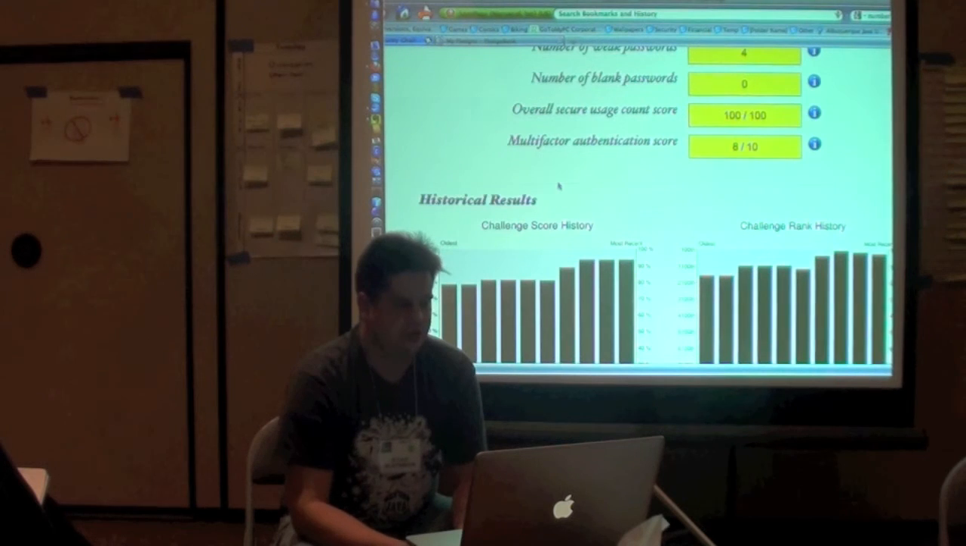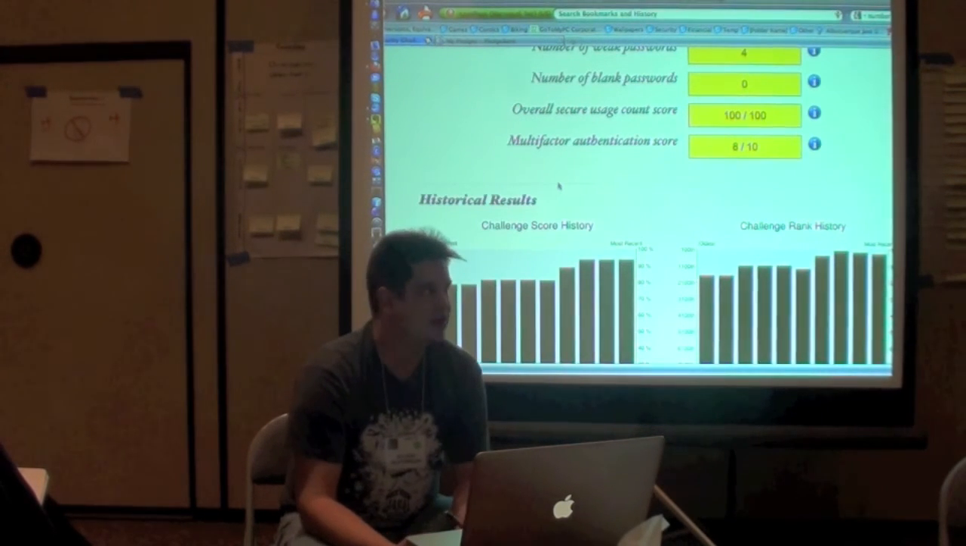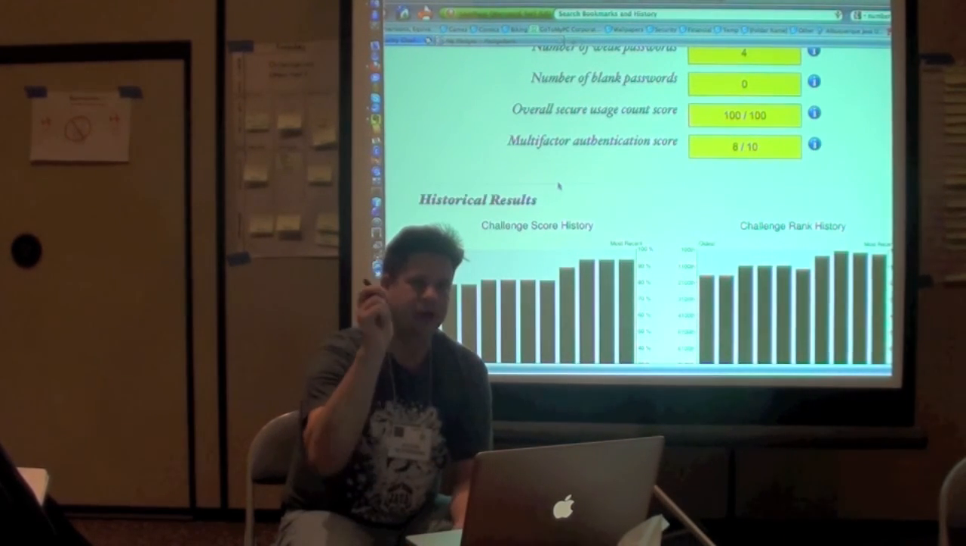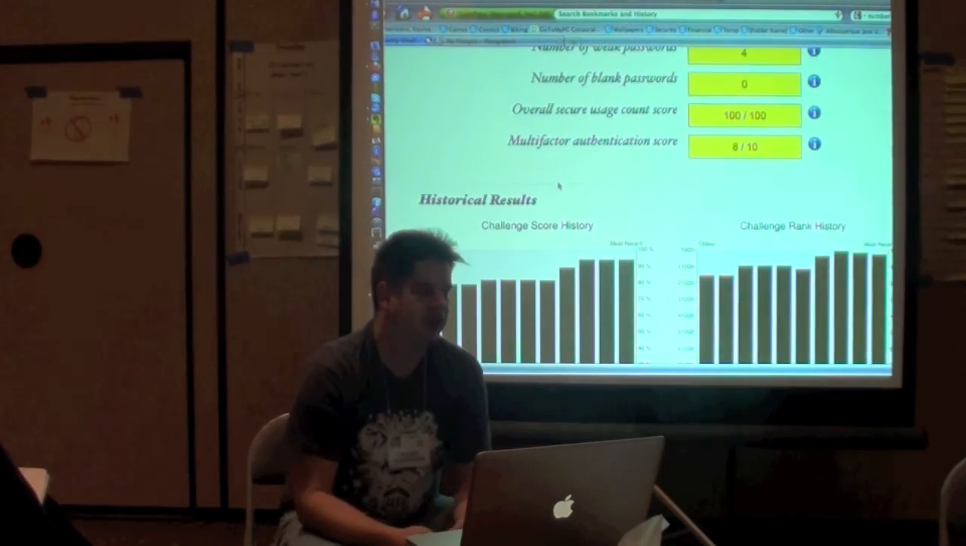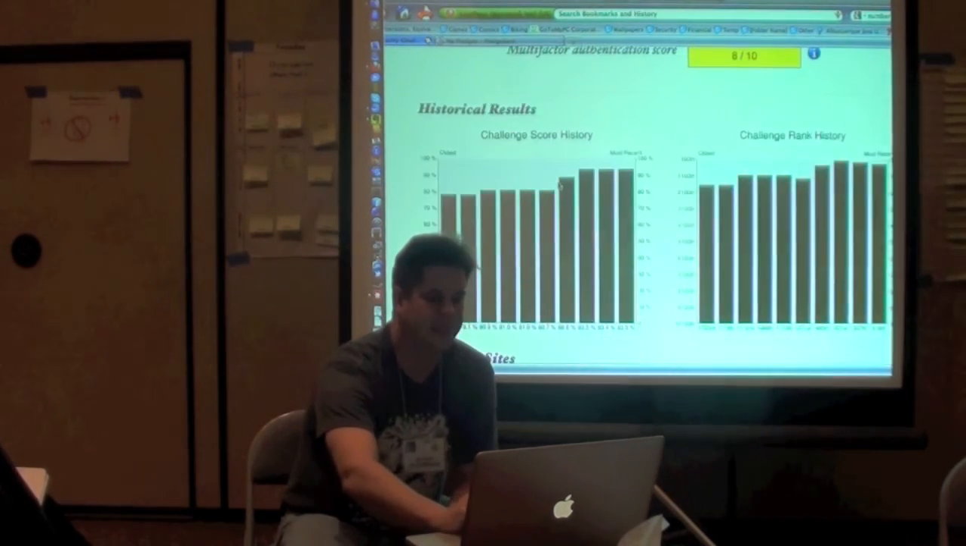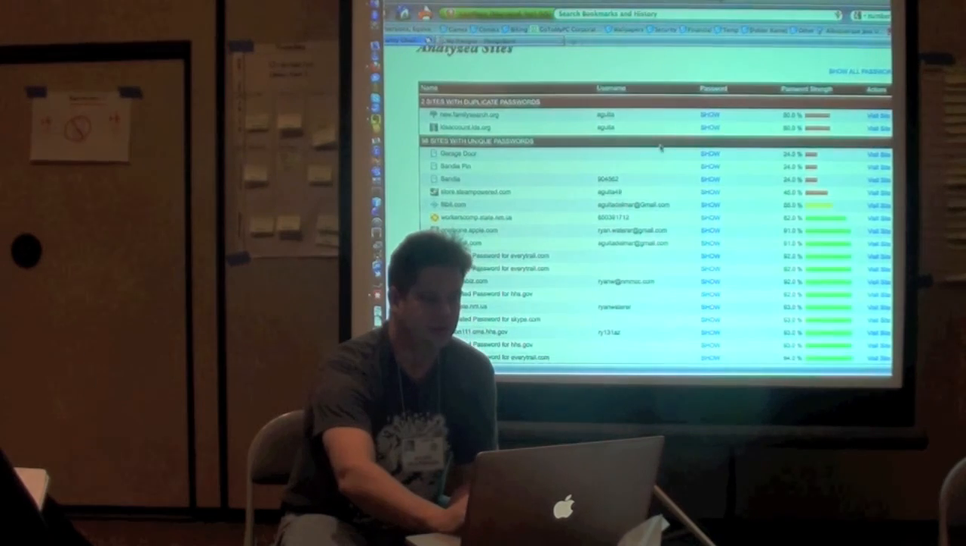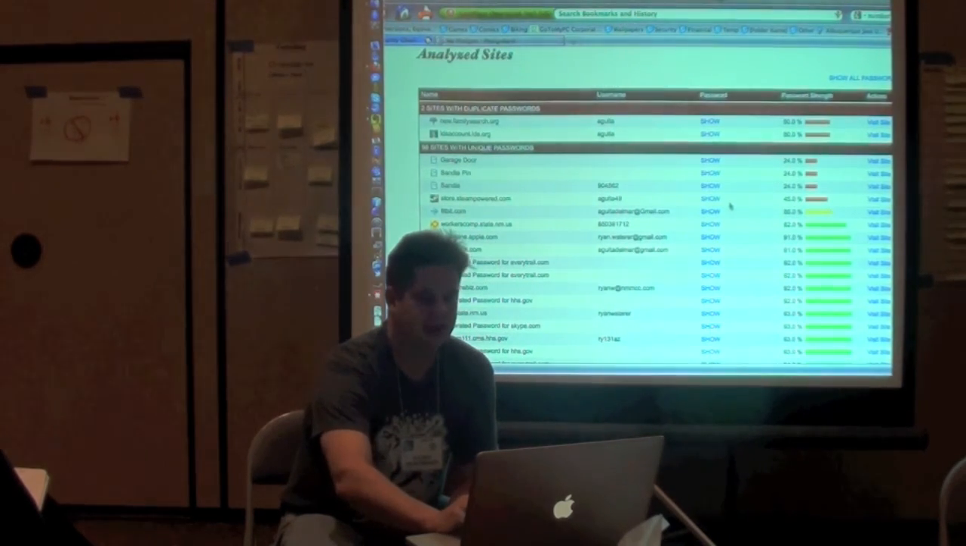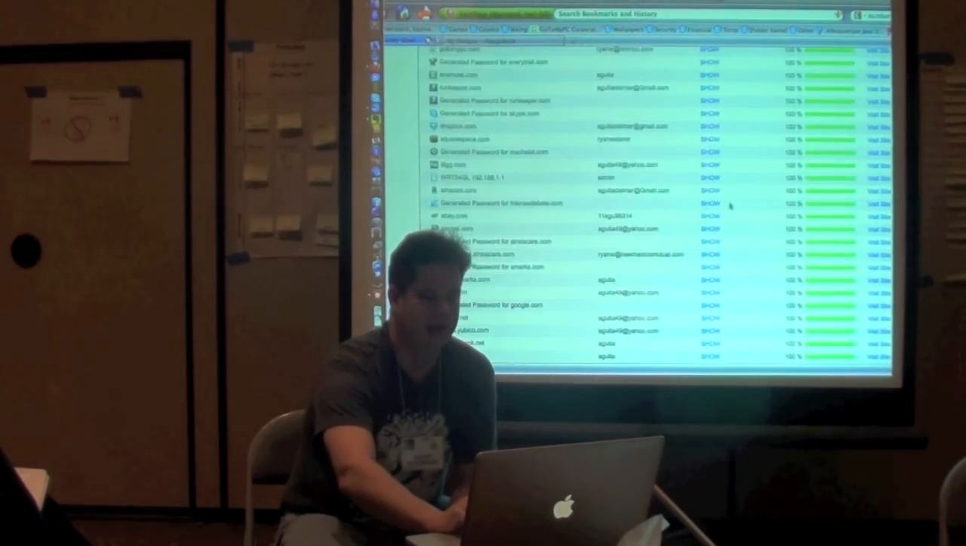I also have a multi-factor authentication score. It's another reason why I like LastPass, because I have a YubiKey in my hand here, so it has two-form authentication. Then it gives me the results of the various sites and how strong the passwords are.